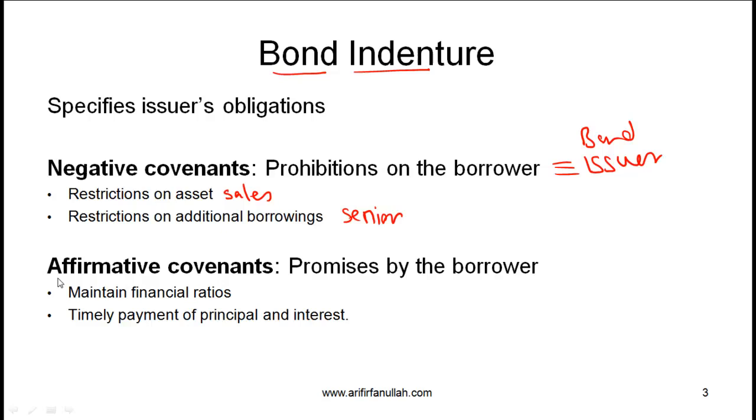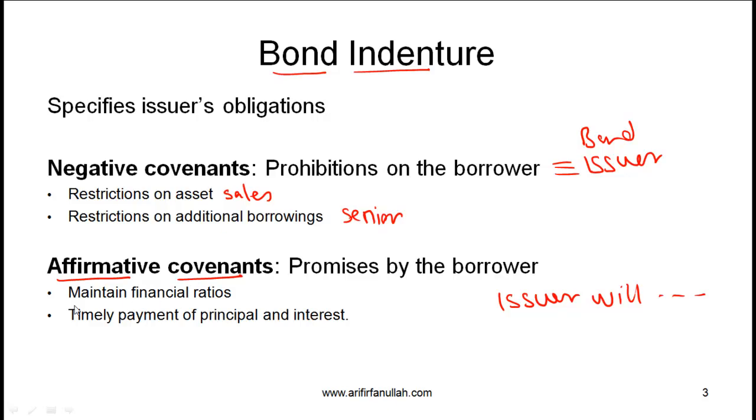We also can have what's called affirmative covenants. These covenants are promises by the borrower of things that he will do. So when you have a covenant that essentially starts with the phrase "issuer will," so these are promises of things that the issuer will do, these are affirmative covenants.